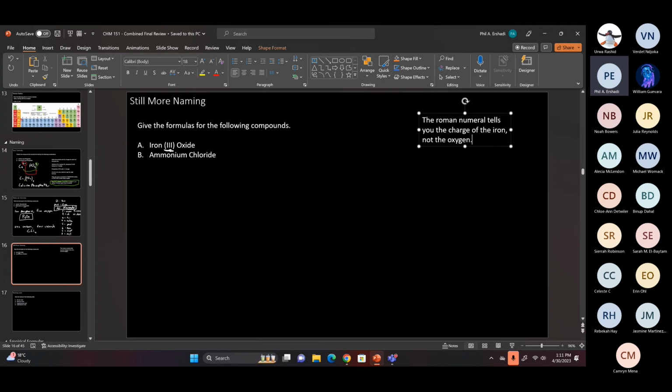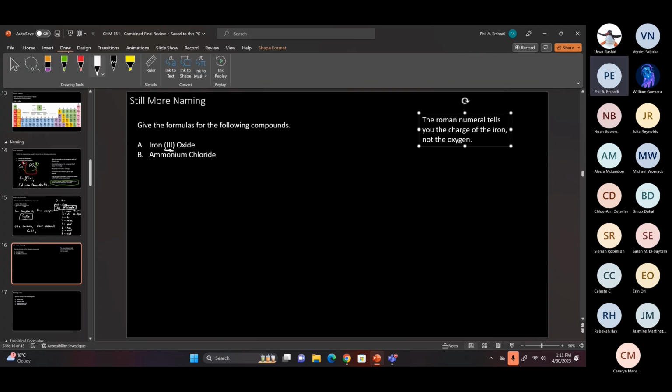And this is important. It doesn't tell you the charge of the oxygen. It just tells you the charge of the iron. So we're going to start off with iron 3 plus.